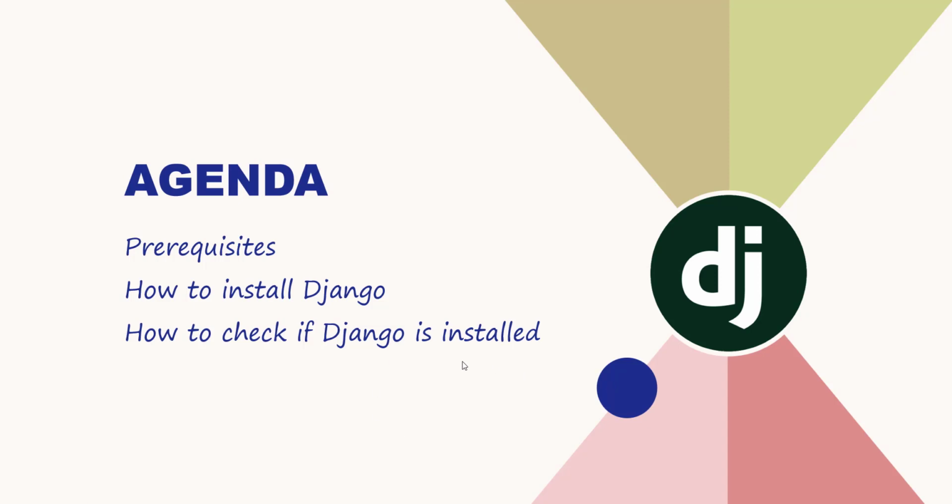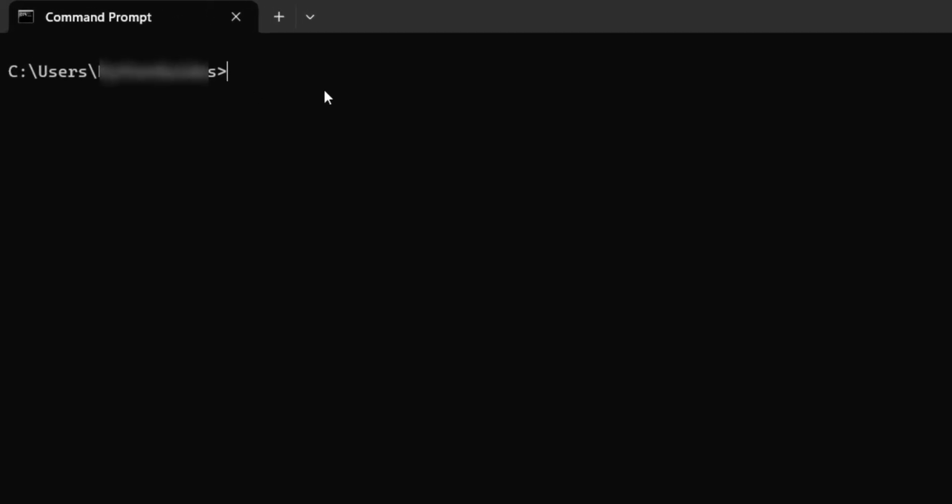So let's get started. Before you start the installation of Django, remember one thing: you have to open CMD, the command prompt, on your computer. Follow this step, which I am going to use in this video. So here is my CMD.